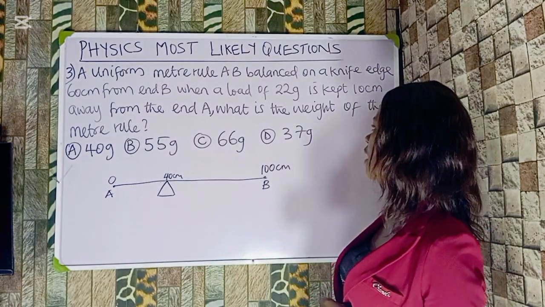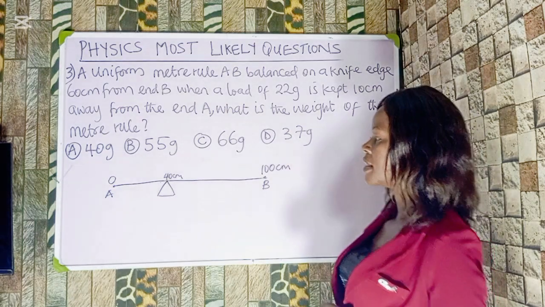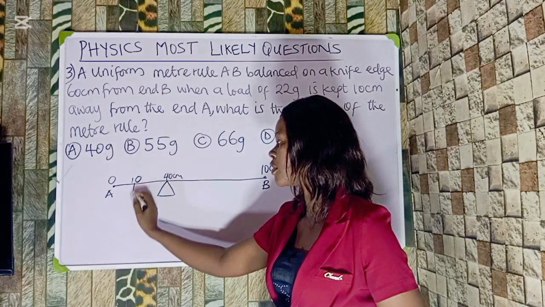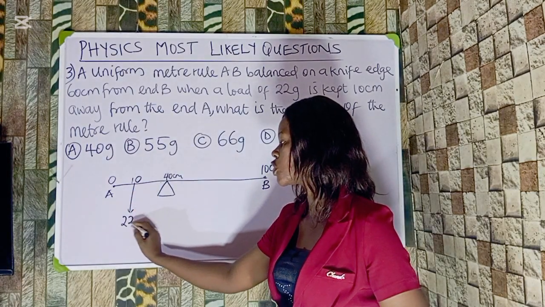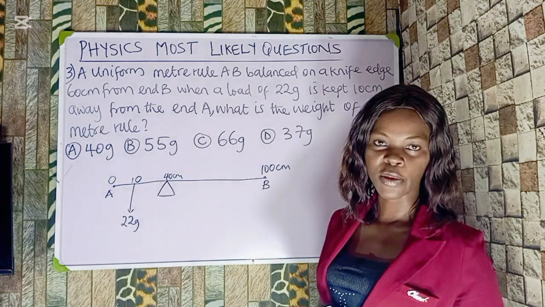Now, when a load of 22 grams is kept 10 cm away from end A, okay, then you have 10 cm here, a load of 22 grams. What are we looking for? What is the weight of the meter rule?